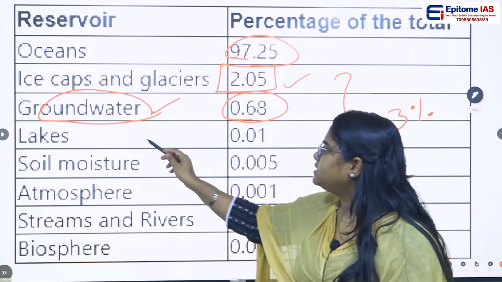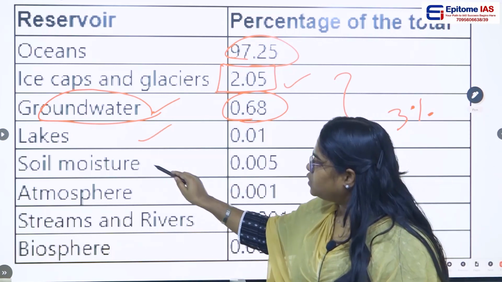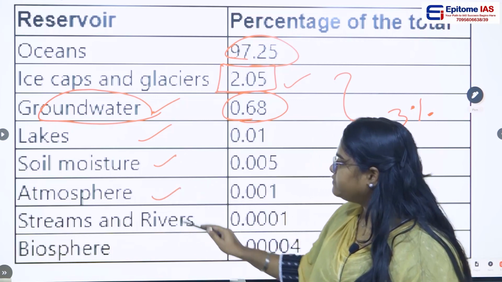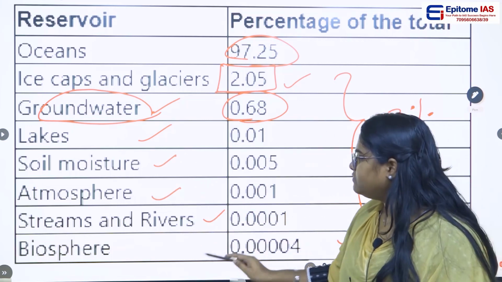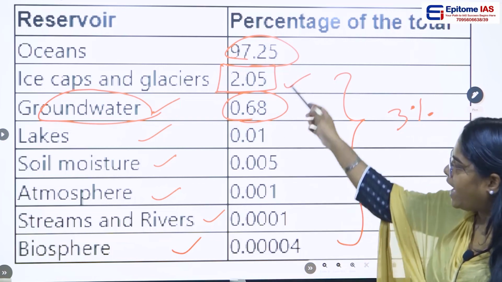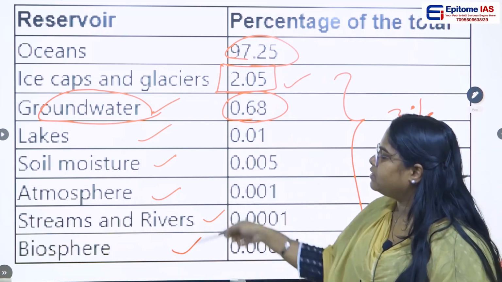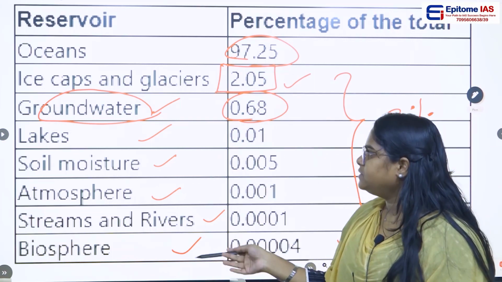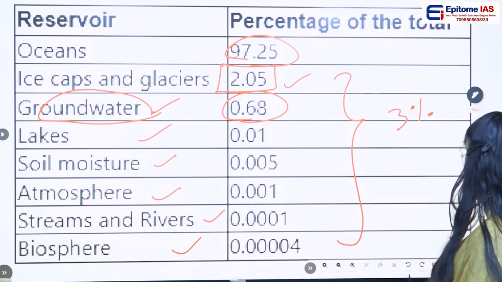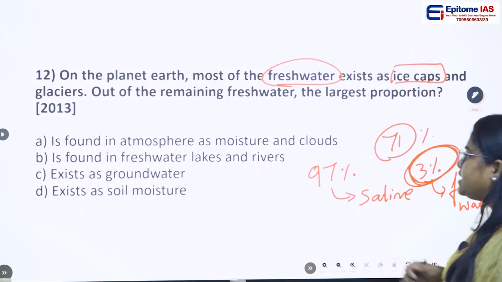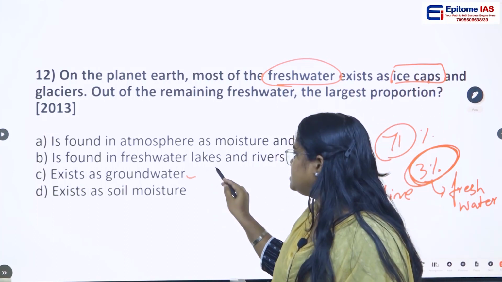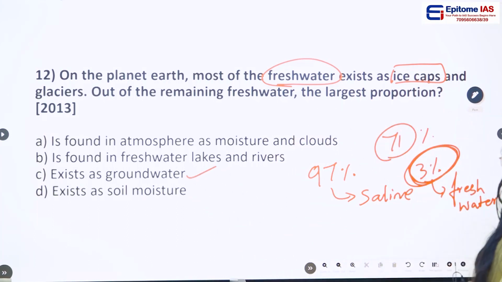And the next are the lakes and soil moisture, the atmosphere, streams and rivers, and the biosphere. So you have to at least remember the order of the amount of fresh water. So what is the correct answer? The answer is groundwater. That is option C.